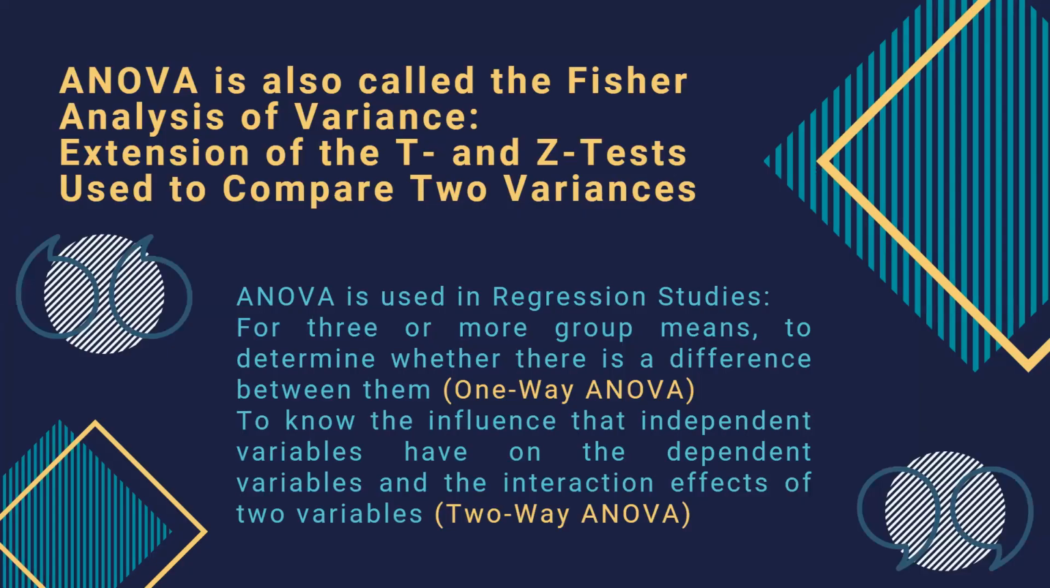ANOVA is also called the Fisher analysis of variance. It is the extension of the t and the Z test and is used to compare variances. ANOVA is used in regression studies for three or more group means to determine whether there is a difference between them, which is the one-way ANOVA, and to know the influence that independent variables have on the dependent variables and the interaction effects of two variables, which is also called two-way ANOVA.